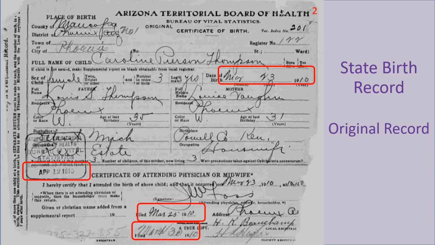Since the record was recorded very near the date of birth and the information was given by one of the parents, this is considered an original source. Make sure to look over all the information given. This record gives the child and both parents' names. It gives the ages and birthplaces of both parents. Number of children of the mother is also given.